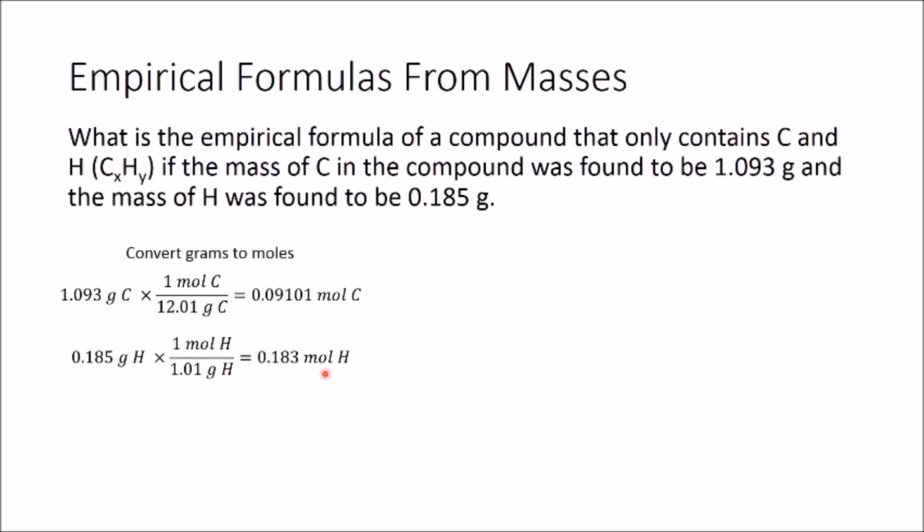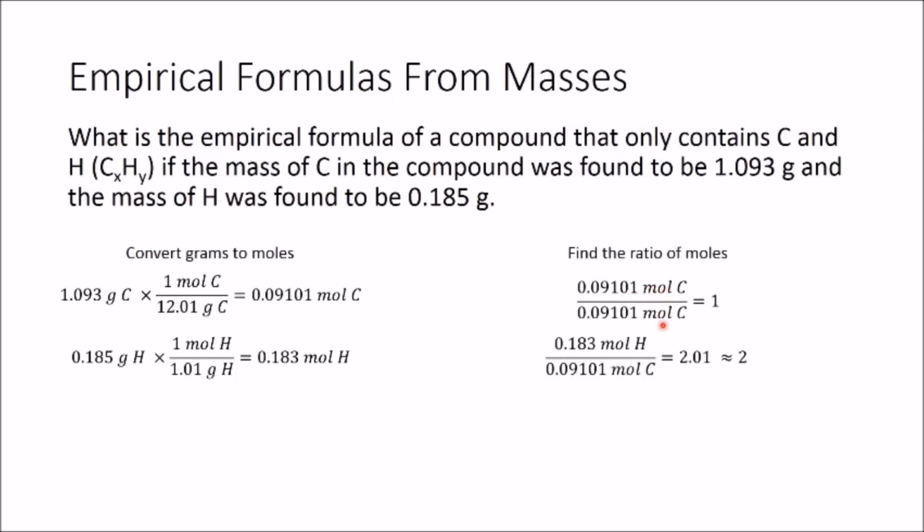Next, we want to find the empirical formula. Right now, all we have is the moles of each element. Empirical formula is a ratio of the moles. We need to take a ratio of these two numbers. In order to find a whole number ratio, we need to divide by the smaller number. In this case, the moles of carbon is much smaller than the moles of hydrogen. So we divide both moles by 0.09101 moles in order to determine a ratio. When we do that, of course, the ratio for moles of carbon is 1 because we divided the same number by itself. In the case of moles of hydrogen, we divide the 0.183 by the 0.09101, and we get a ratio of 2.01. Of course, you know we can't have 0.01 of a hydrogen.